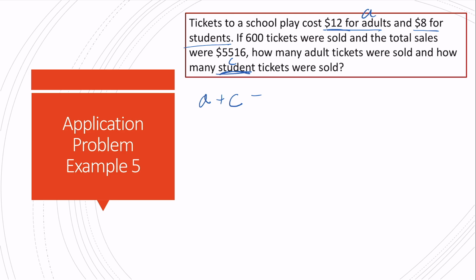So I have A plus C is 600, because A and C are the number of tickets, not the value, just the number of tickets. I also know that if I sold all my adult tickets for $12 and all my student tickets for $8, that's going to add up to $5,516. So to solve this by elimination, I'm definitely going to have to multiply the top equation.